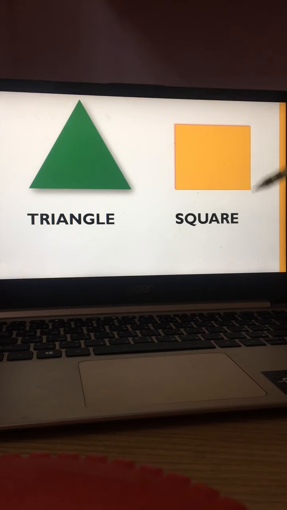The other 2D shape is the square. This is how a square looks. This is the length of the square and this is the width of the square. So this shape is called a square.